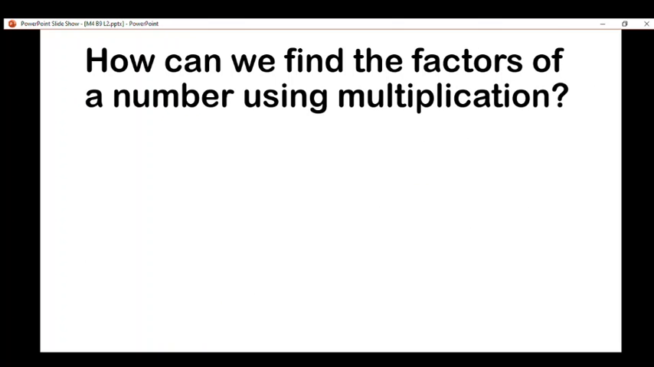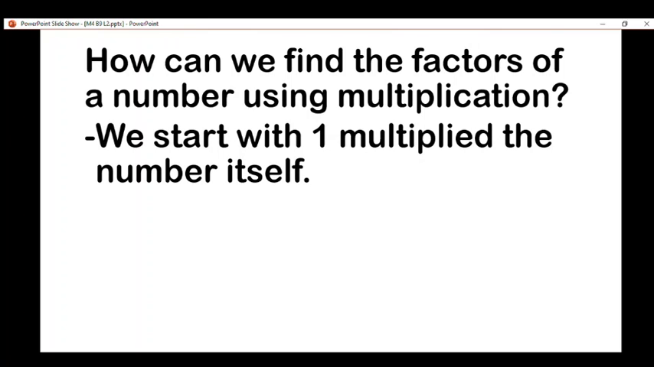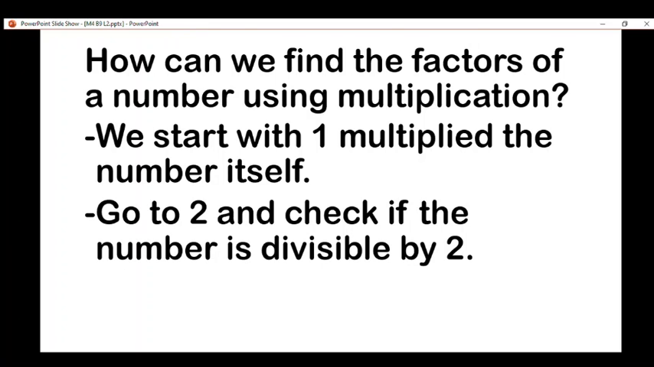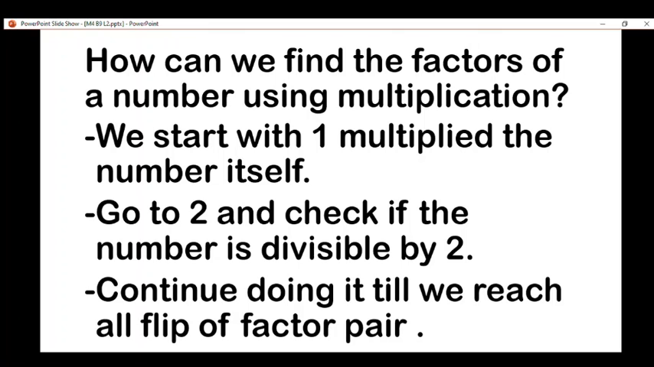So how can we find the factors of numbers using multiplication? Always remember to start with 1, multiplied by the number itself. Second, go to 2 and check if the number is divisible by 2. Then always continue doing it until we reach the flips of our factor pairs.